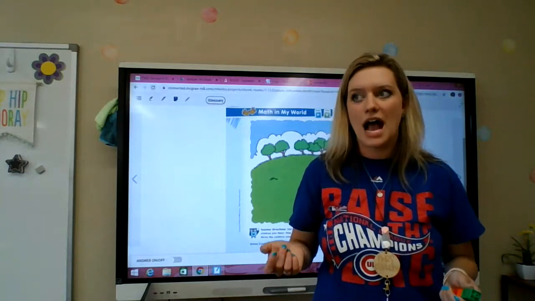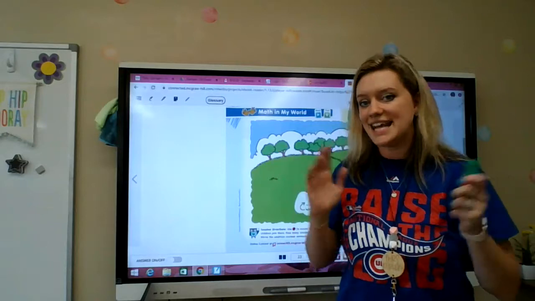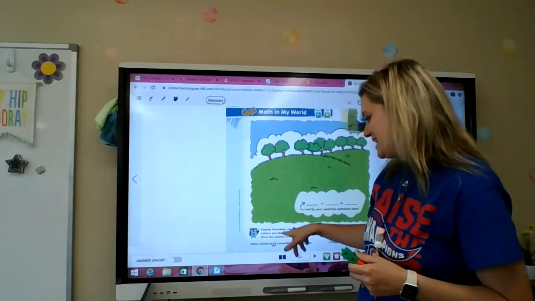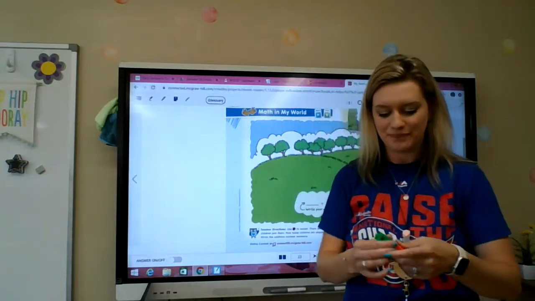In all means I need to add, because I want to know how many it is all together. So in all must mean to add. And then write the addition number sentence. We just learned what a number sentence is, so I think we can do it.